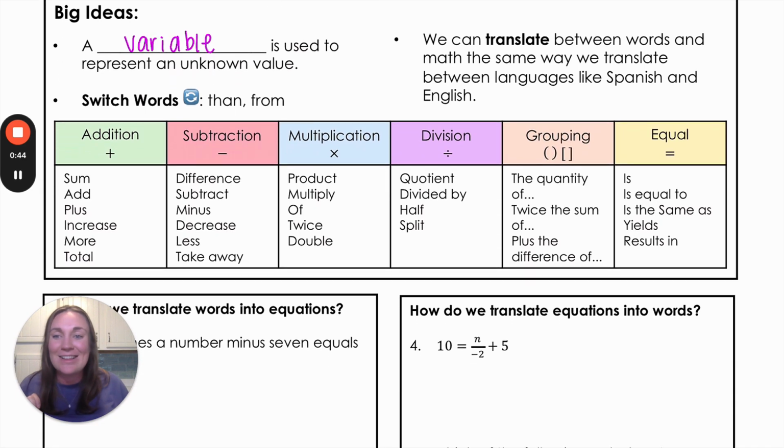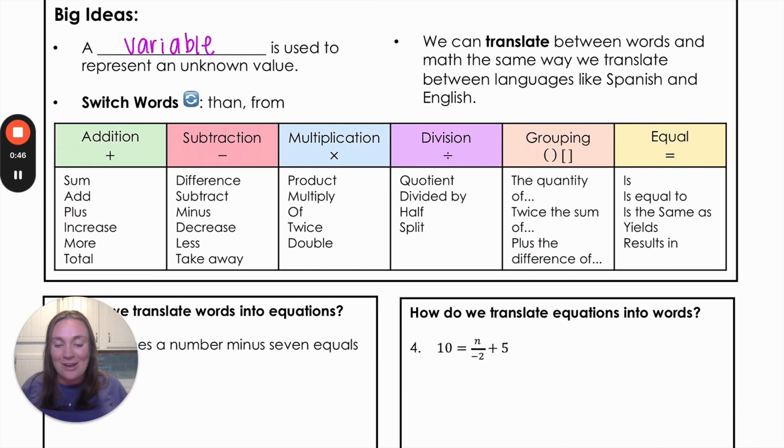All right, let's take a look at some key words and what they mean. So remember that for adding, our big fancy math word is to find the sum, right? Would tell us to add. But we could also see add, plus, increase, more, total. Those are some common ones we'll see. For subtraction, our main word is difference, but we could also see subtract, minus, decrease, less, or take away.